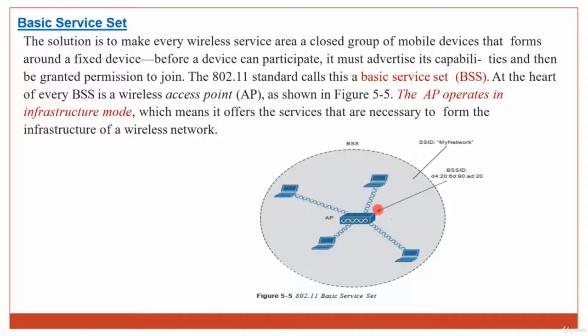So this AP's BSSID is nothing but the MAC address of the access point. And obviously MAC addresses are unique for physical devices. So the physical ID that this device has is the BSSID. Here you can see that you have the basic service set. So the complete area zero, you can think of as the basic service set. So we have the basic service set, we have the access point, we have the BSSID.